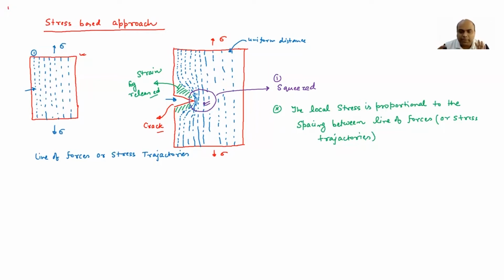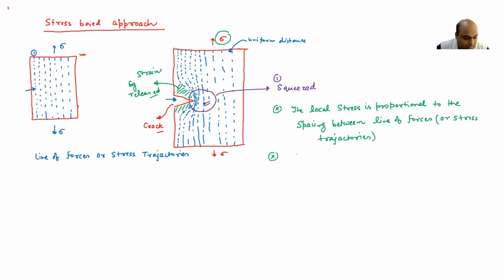What does it mean? It means that in the squeezed region, you're going to have stress concentration. Stress is concentrated in that particular region. So the local stress is going to be higher at the crack tip. As you move away from the crack tip, the local stress value is going to be smaller, and it is going to be equivalent to the applied stress, which is sigma here. So that is one.